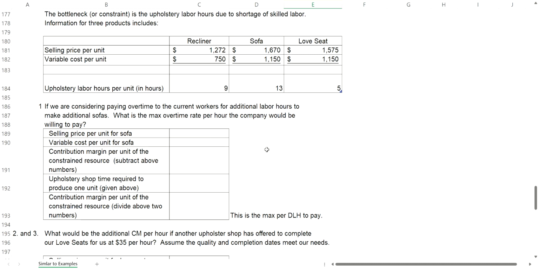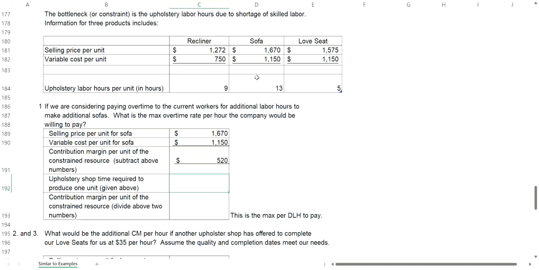If we are considering paying overtime to the current workers for additional labor hours to make additional sofas, what is the max overtime rate per hour the company would be willing to pay? Okay, we can calculate that out, and we are going to do it here for the sofa. The selling price for the sofa as given is $1,670. The variable cost for the sofa is given at $1,150. If I take the difference, the contribution margin per sofa is $520.